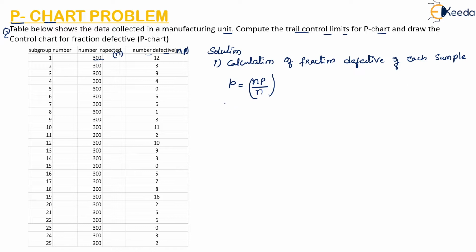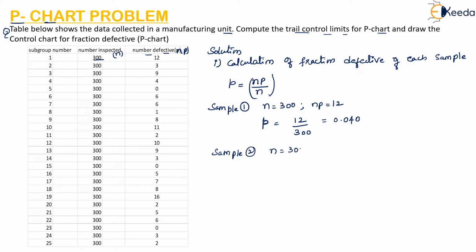So for the first sample, sample 1, n is equal to 300 and np is equal to 12, which they have already given. So the value of p is equal to 12 divided by 300. That will give us 0.040 as the answer. For the first sample, the fraction defective value is 0.04.